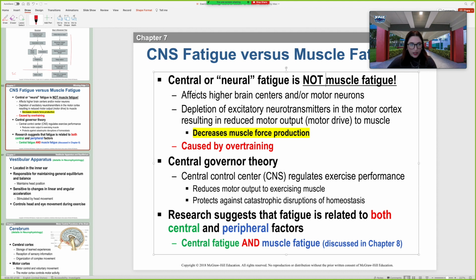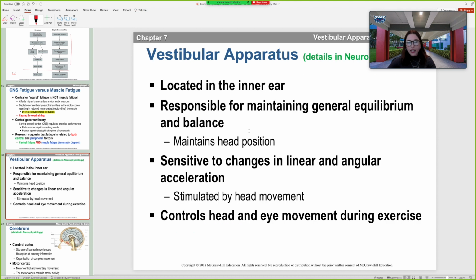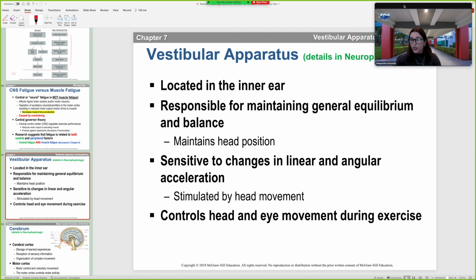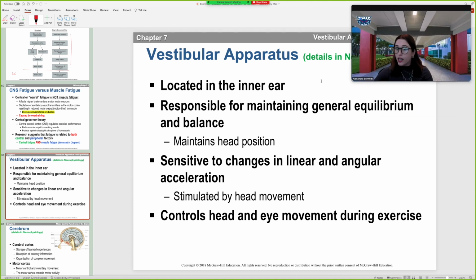All right. Let's finish this up here. The last few slides here, I'm literally just going to kind of read to you because if you see here, details in neurophysiology, you're going to talk about it in another class. So this is not even my place to go over.